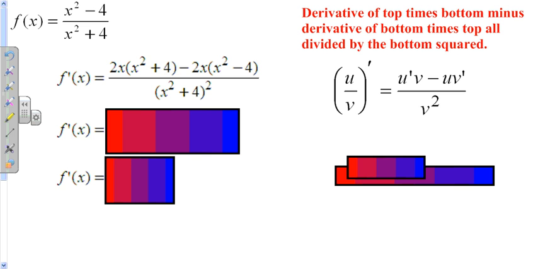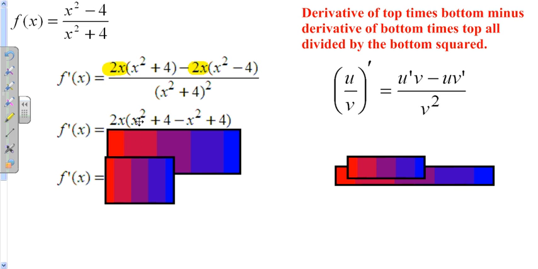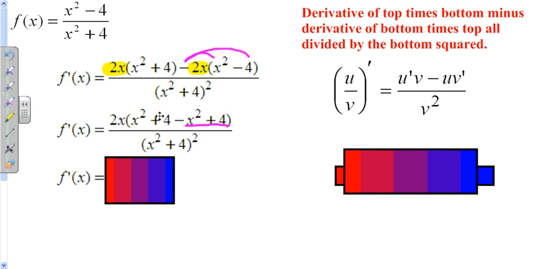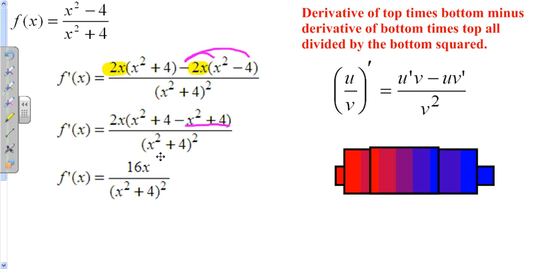Now, for simplicity, since we have a common factor of a 2x on top, we could actually go ahead and pull that 2x out. Pull 2x out from the first parenthesis, leaves us just with an x squared plus 4. Pull a 2x out of the second parenthesis, and remember to distribute through the negative. And that's where this right here comes from. Still over the bottom squared. Now the parentheses just simplifies down to 8 on top times your 2x in front, so you get a 16x over your denominator squared.